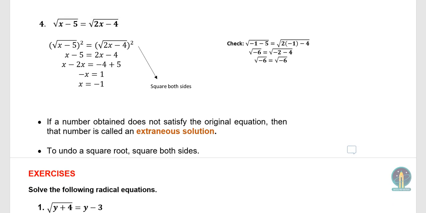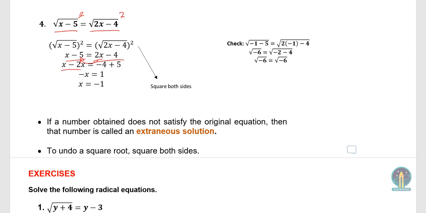Square root of x minus 5 equals the square root of 2x minus 4. Very straightforward. Square both sides. So this squared and this squared. So we'll get rid of the square roots, and then we have x minus 5 equals 2x minus 4. And here we just want to combine like terms, so we can bring the 2x to the left-hand side with a negative sign. So subtracting 2x from both sides, which gives us x minus 2x.